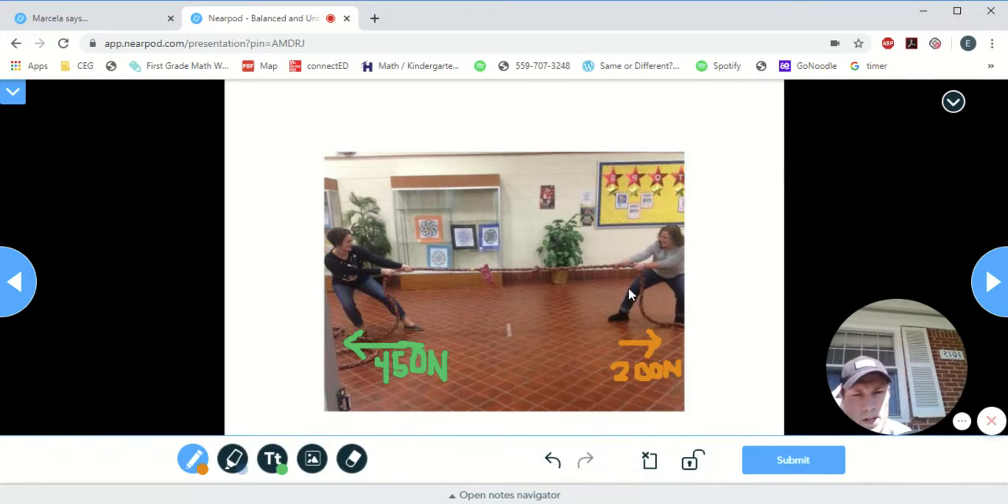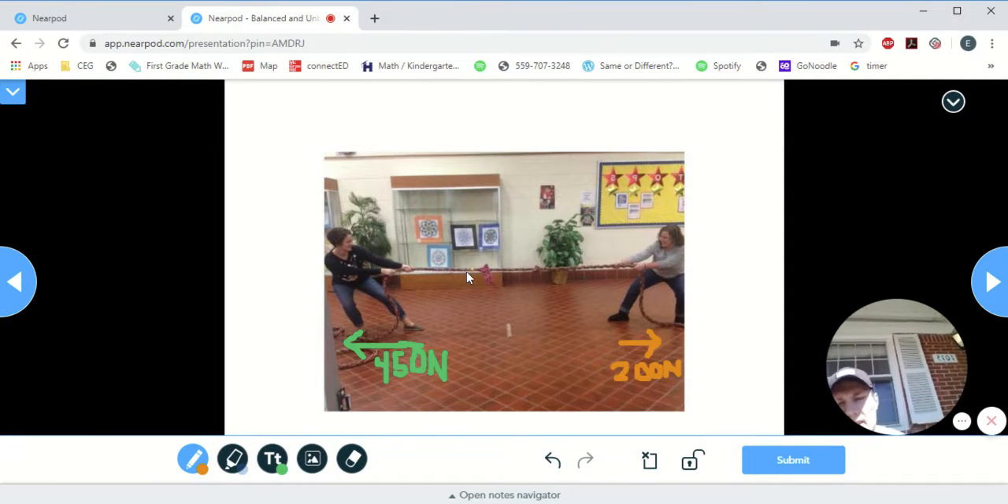So again, the forces are different, so the arrows have to be different lengths. They're also going in different directions, so their arrows are pointing in different directions. When you're finished, you'll hit submit.